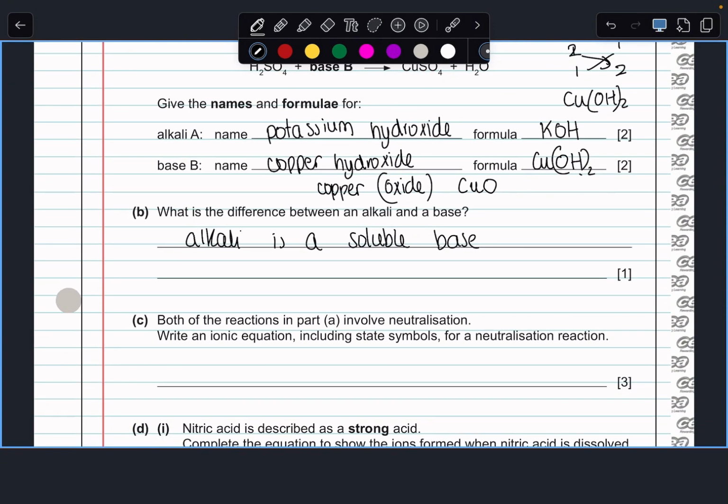Both reactions are involved in neutralization. Write an ionic equation including the state symbols for neutralization. So remember, this is the one that you know anyway. You've got your acid, so it's H plus aqueous from your acid, OH minus from your alkali or your base, and then it gives you H2O liquid.